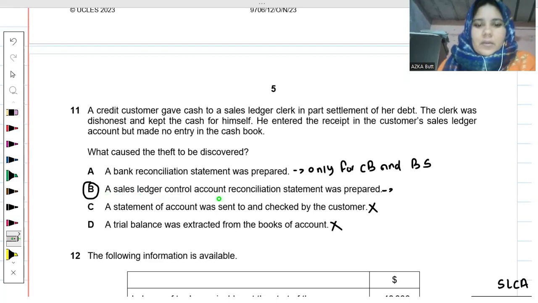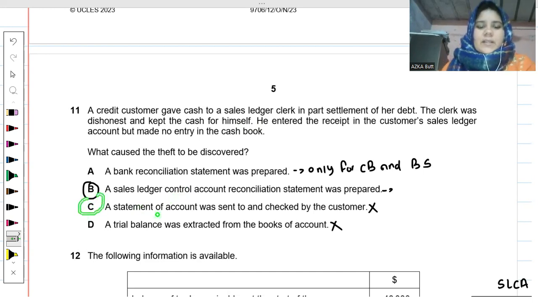In option B, a sales ledger control account reconciliation statement was prepared. Yes, because whenever we are making the sales ledger control account, we always prepare it from the prime books. Cash book is also a prime book, and the sales journal is also a prime book. We didn't make any entry in the cash book, but we made the entry in the sales journal. So whenever the sales ledger control account is made, we will follow it from the prime books, so this theft would be discovered.